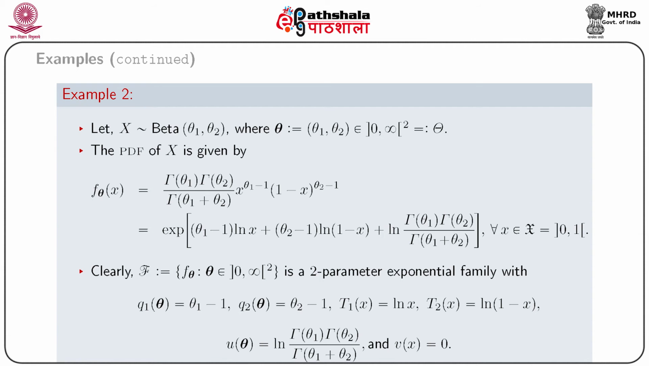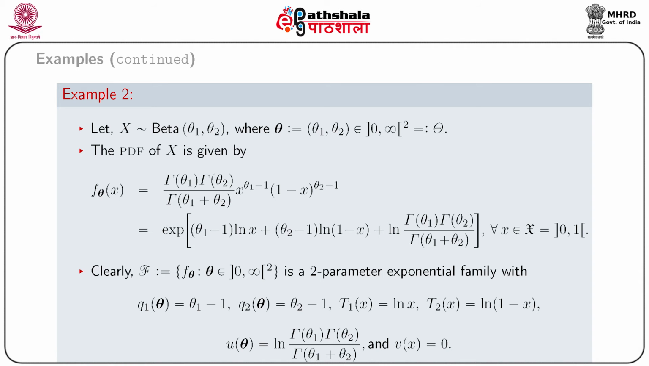Now f x can be put in the following form. f x equals gamma theta1 into gamma theta2 divided by gamma of theta1 plus theta2 into e to the power (theta1 minus 1) into log x plus (theta2 minus 1) into log (1 minus x) into I (0 less than x less than 1), where I bracket A is the indicator function for the set A.